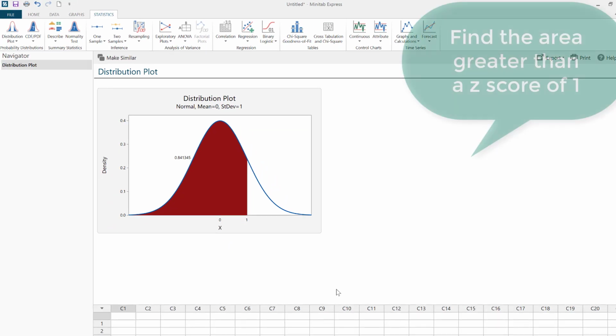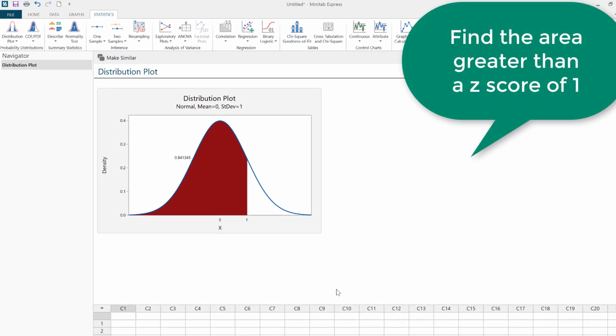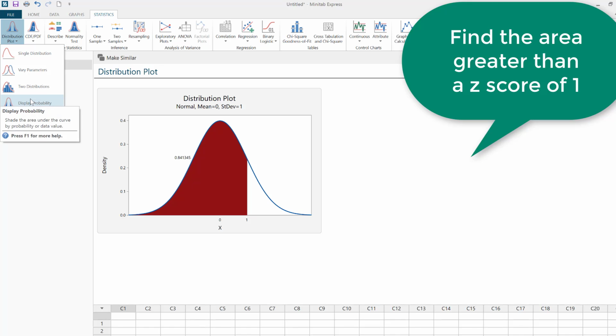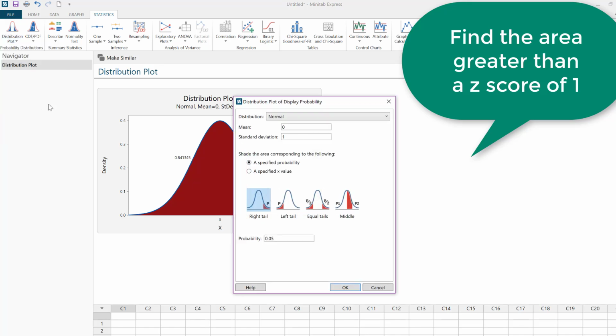Next, I'll show you how to find the area greater than a z-score of 1. Again, we'll construct a probability distribution plot to display a probability. We still have a specified x value of 1, but this time we want the area greater than 1, which is the area in the right tail.